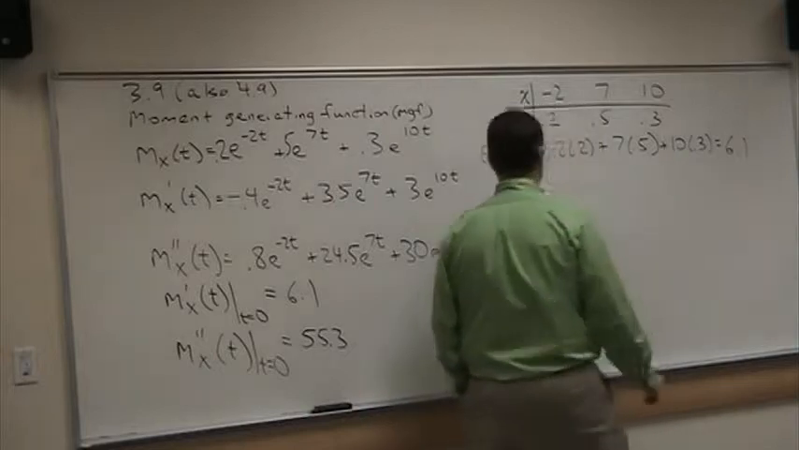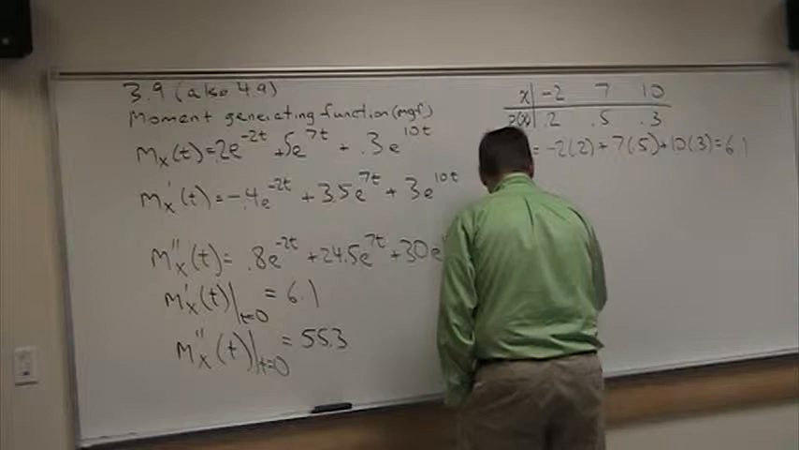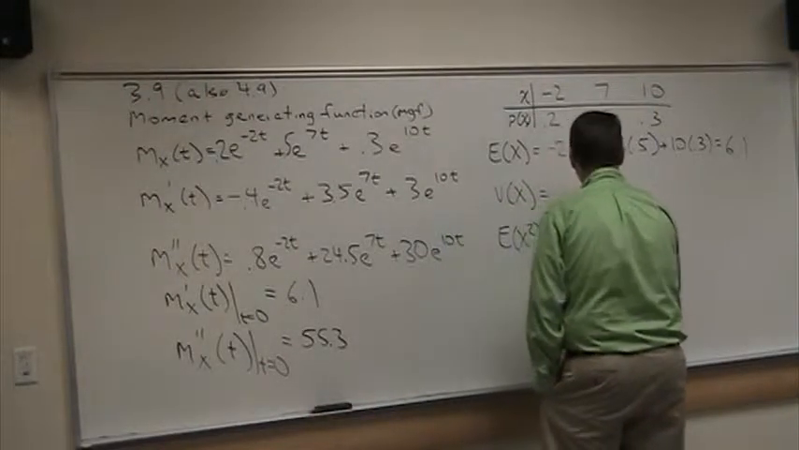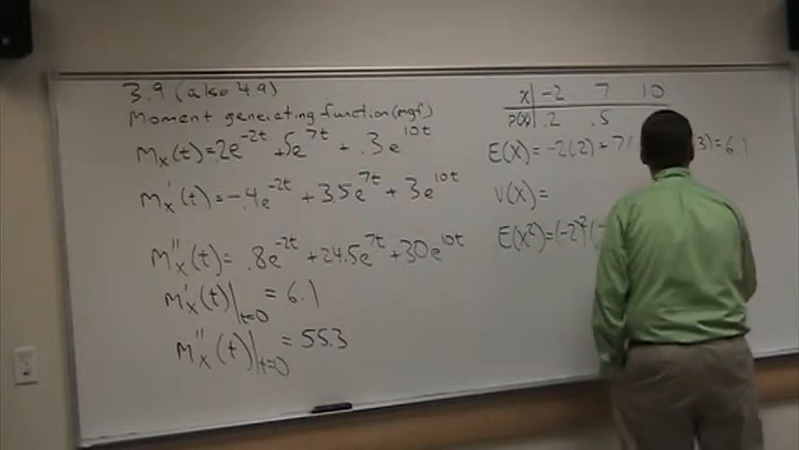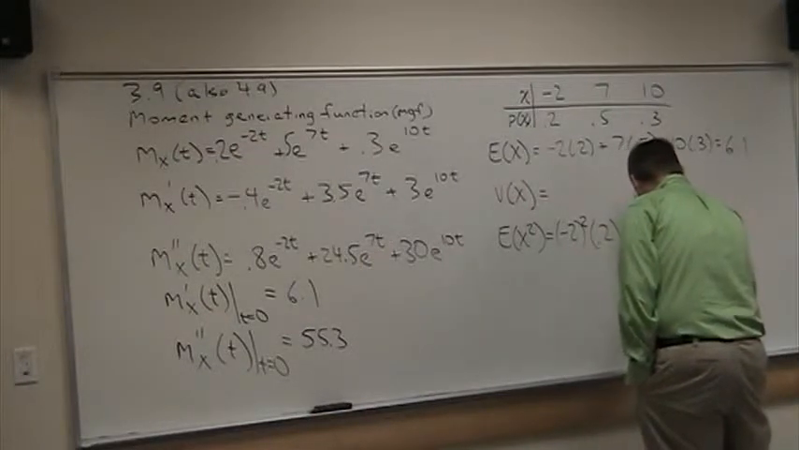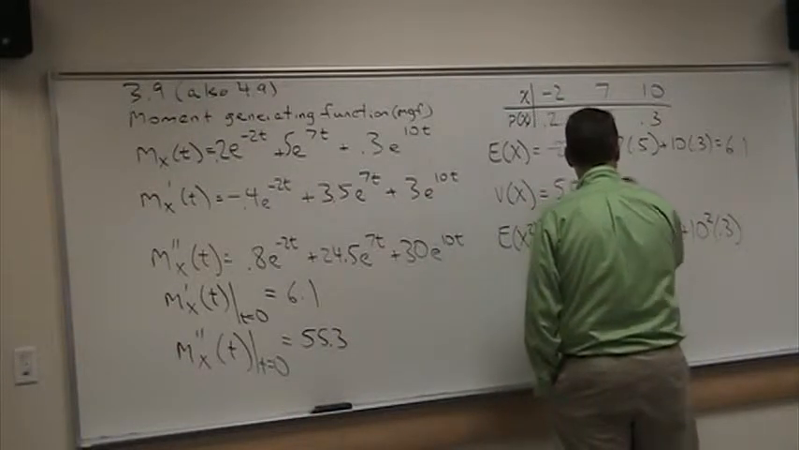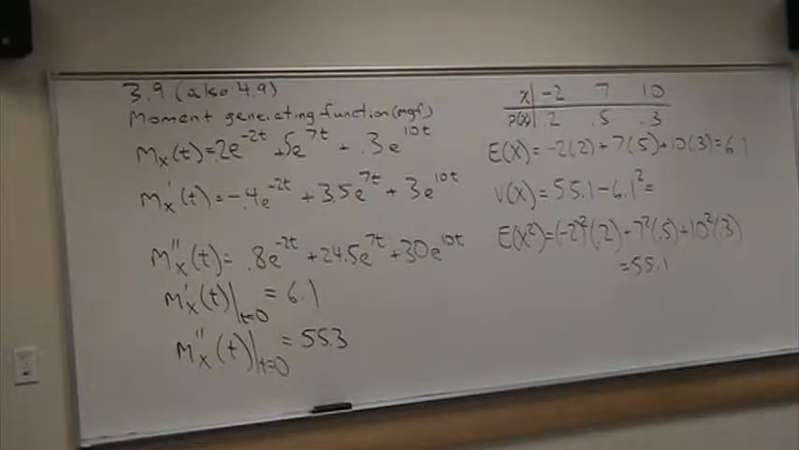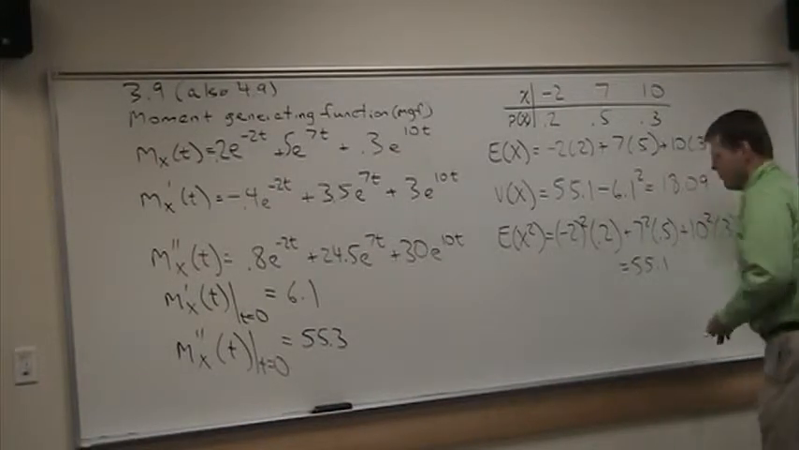As far as the variance of x is concerned, we've got to do the expected value of x squared first. So that's going to be -2 squared times 0.2 plus 7 squared times 0.5 plus 10 squared times 0.3. And that works out to be 55.1. So the variance is 55.1 minus 6.1 squared, and that is 18.09. Why is it 55.1? Oh, sorry. 55.3. 55.3.